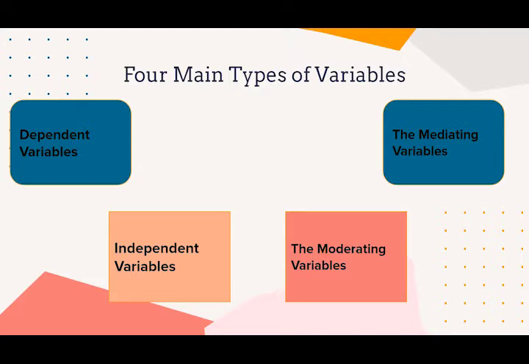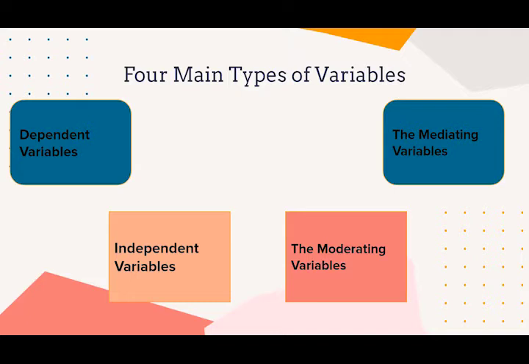The second one is independent variable. An independent variable is one that influences the dependent variable in either a positive or negative way. When an independent variable is present, the dependent variable is also present, and with each unit of increase in the independent variable, there is an increase or decrease in the dependent variable. In other words, the variance in the dependent variable is accounted for by the independent variable.